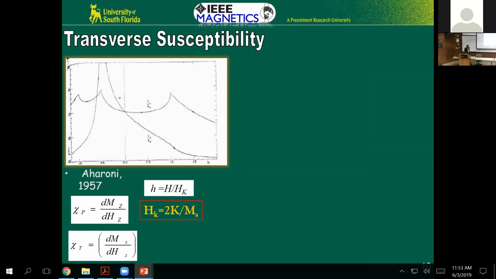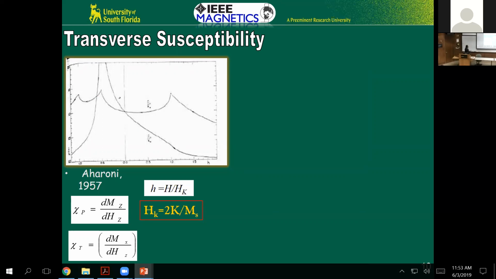He calculated analytically the parallel as well as the transverse components of the susceptibility of this particle. And this is his plot here. What you have here is a reduced field with respect to the anisotropy field, of course. As I said, the anisotropy field is the most relevant field for a ferromagnet. And what is plotted here is from positive to negative saturation.